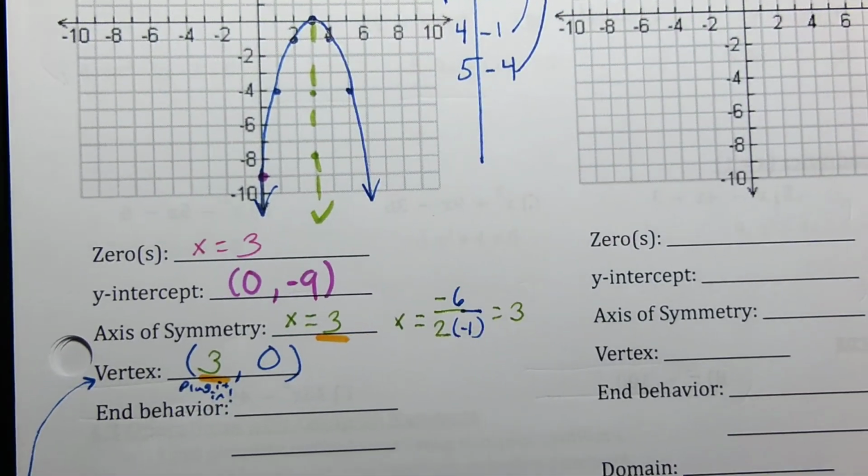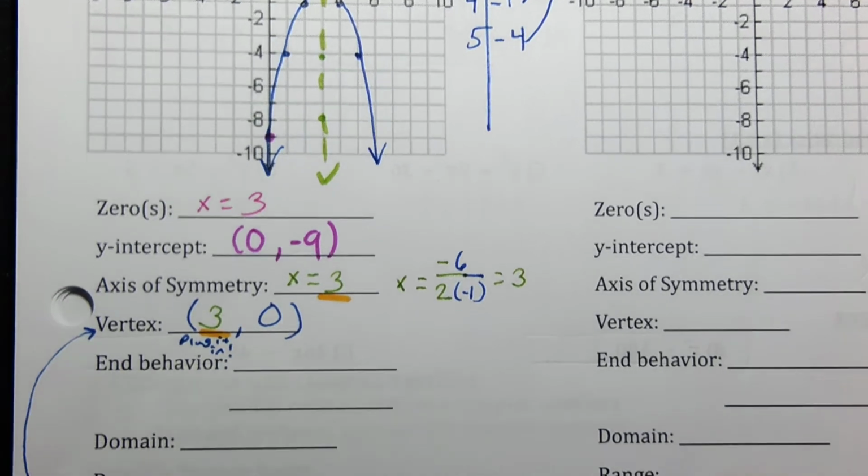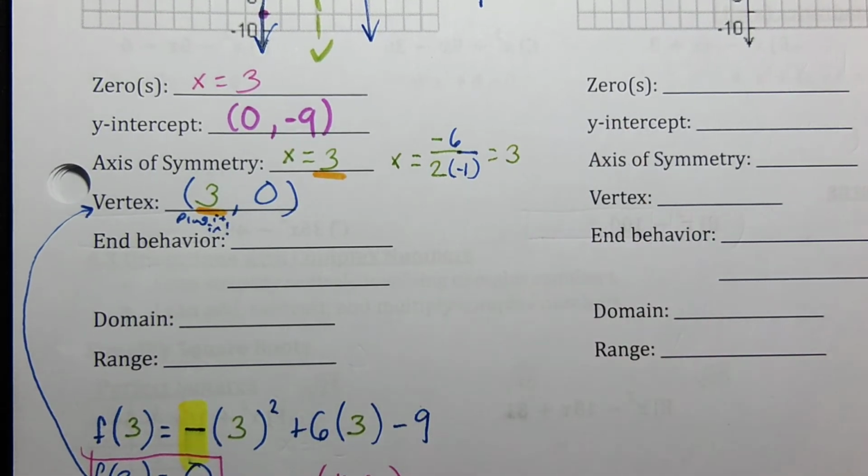How are we doing so far? See if you can answer the next 3 questions. State the end behavior, what's the domain, and how do we state the range? Go.